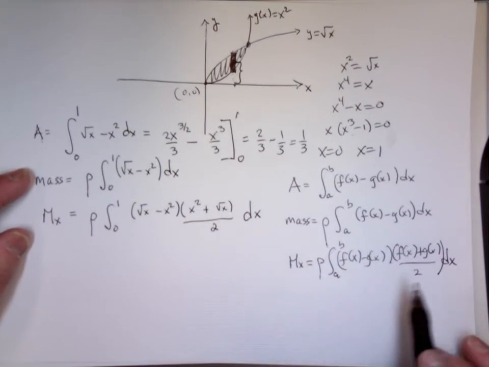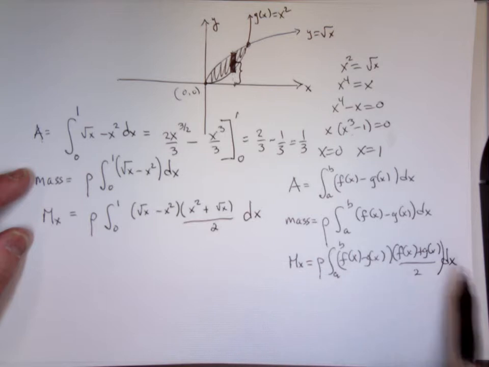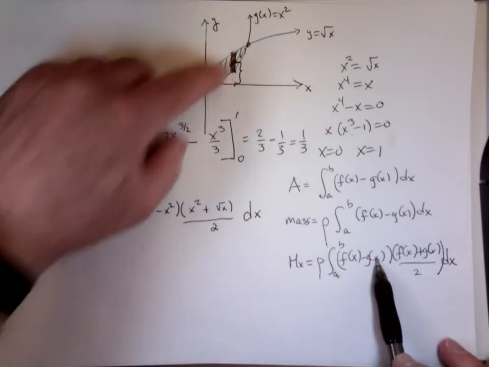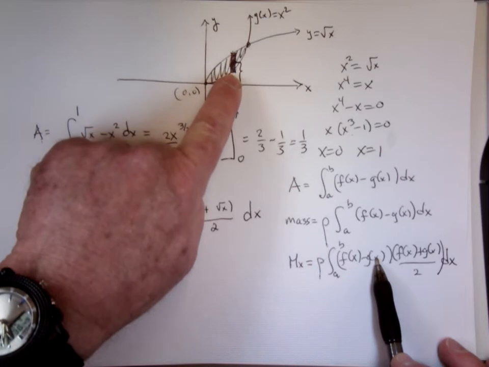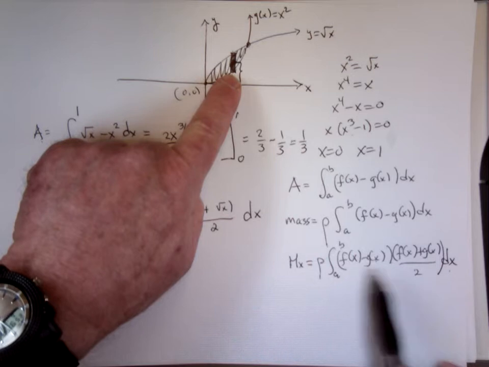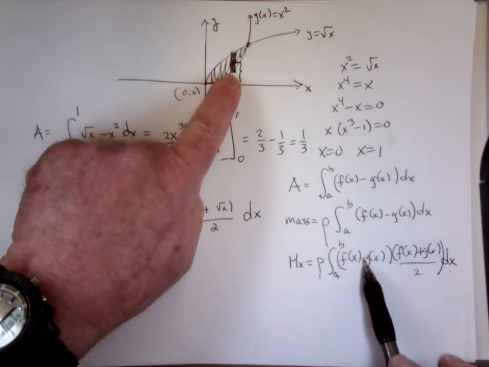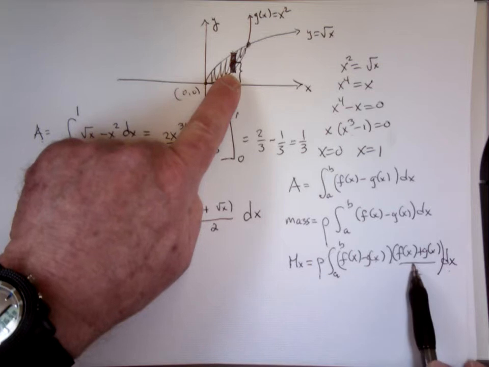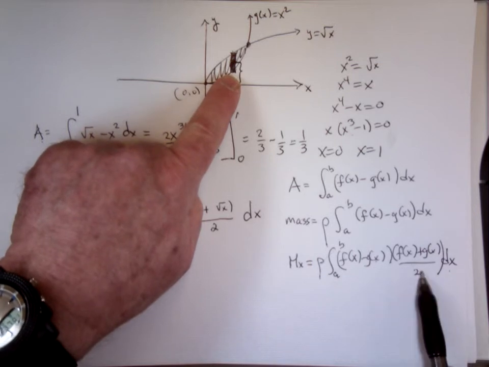This is a mass times a distance. If you look at this, what we've got is a density function. We've got top minus bottom. That's the length of this rectangle. We got a delta x from here. That's the width of the rectangle. We got an area of a rectangle times the density, which gives us a mass of a rectangle, times the distance. That's what this is.